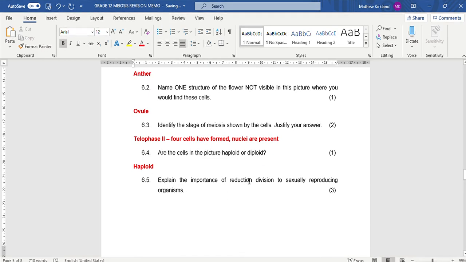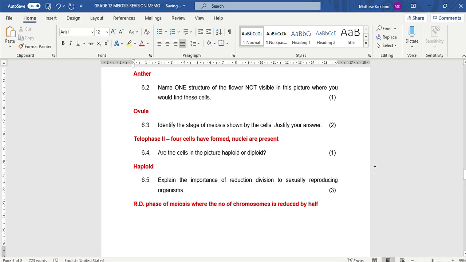Explain the importance of reduction division to sexually reproducing organisms. A little bit more of a longer question here. Going to see how you can use your words to explain. So, first of all, how would you answer this? Tell me what is reduction division. Reduction division is the phase of meiosis where the number of chromosomes is reduced by half. That's the first point. So that is what reduction division is.